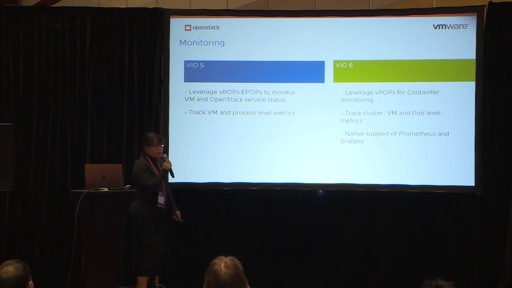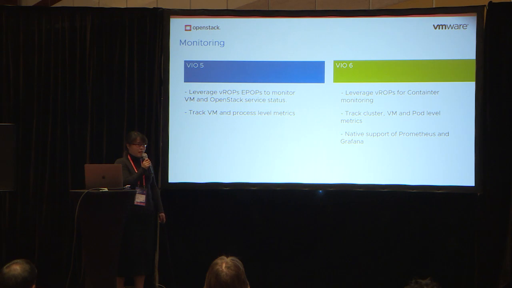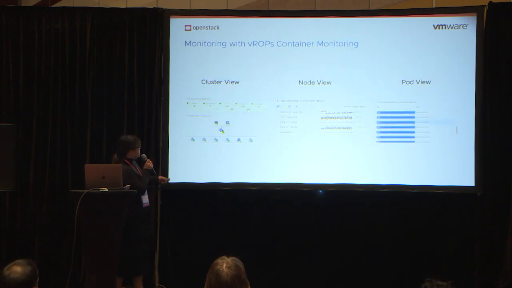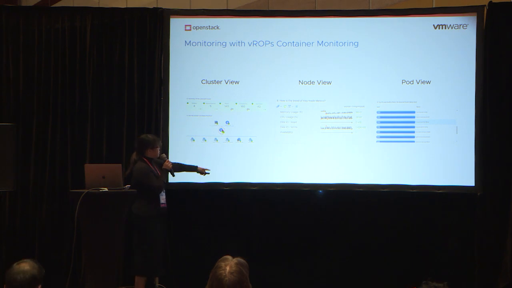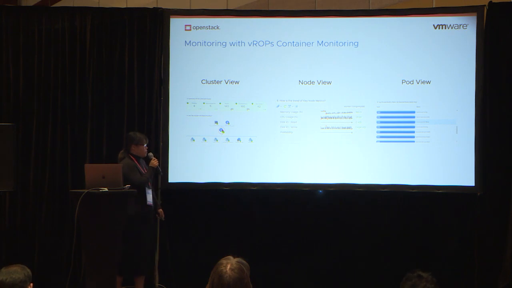For monitoring in VIO 6, we use vROps. This is another product in VMware. I will show it next. We check the cluster, VM, and pod level metrics. Here is the web UI point of view. First is the cluster view. It will show all the cluster status in Kubernetes. The middle is the node view. It will show all the Kubernetes node status, CPU, disk I/O, some extra. Last is the pod view. You will see all the pod information there.